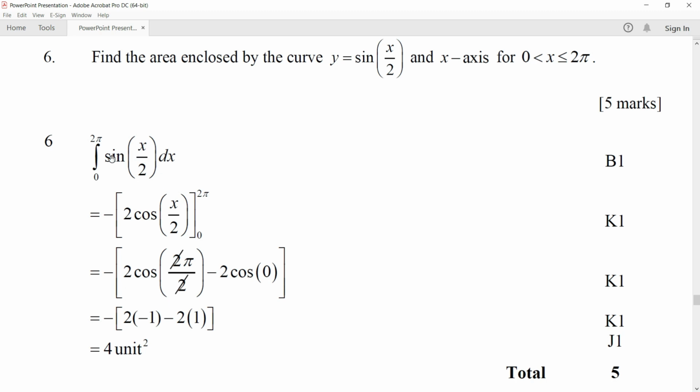Okay, and then you integrate sine. You will get negative cos. But then you have to divide by the derivative of the angle. Differentiate x over 2, you will get 1 over 2. So that's why you have to divide by 1 over 2. That's why it becomes 2 here. This is 1 mark. Next, you substitute the limits from 0 until 2 pi, 1 mark. Then you evaluate the limits, 1 mark, and finally your answer is 4 unit square, J1, the final mark. And please make sure your calculator is in radian mode, because your limits 0 and 2 pi are in radian unit.